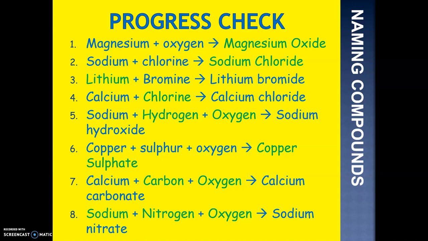Copper plus sulfur plus oxygen makes copper sulfate. Remember the "ate", so it shows that it's not sulfoxide or anything like that, it's sulfate. Calcium plus carbon plus oxygen makes calcium carbonate for number 7. And then the last one for number 8, sodium plus nitrogen plus oxygen makes sodium nitrate. Once again, it mentions the "ate". Okay, so give yourselves a mark out of 8 there. If you got 6 and above, excellent, well done, good understanding. 5 and below, need to improve in that in the next part.